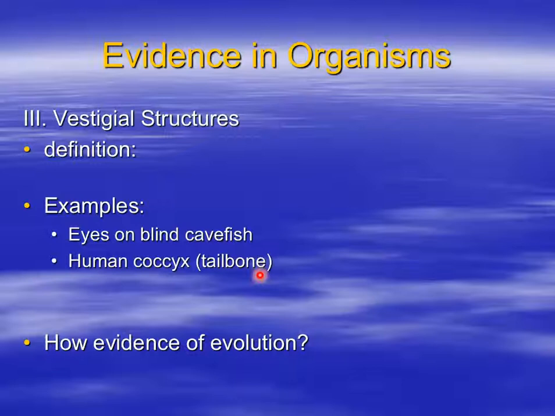Another example you might have noticed from the video were those little nubby nubs on the side of pythons and whales. Well, those are actually vestigial femurs. Your femur is the biggest bone in your body. That is your thigh bone, your upper leg bone. Now, why would pythons have a little leg bone if they don't have little legs?